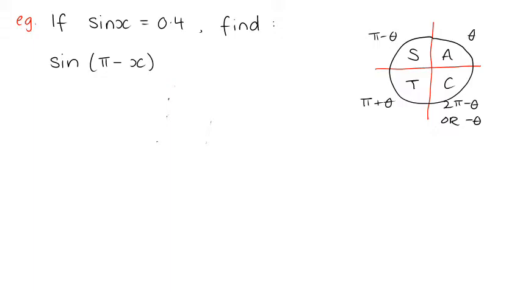Okay, so the question is asking sine of pi minus your angle. So what quadrant is it in? This one. Yeah. So which one of them is positive? Sine is positive, therefore nothing changes. It's the same answer.